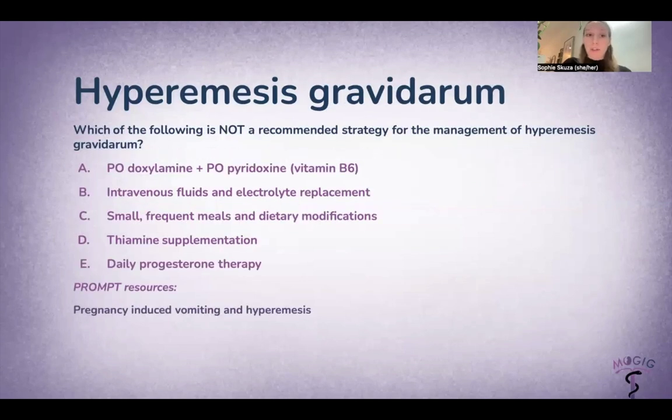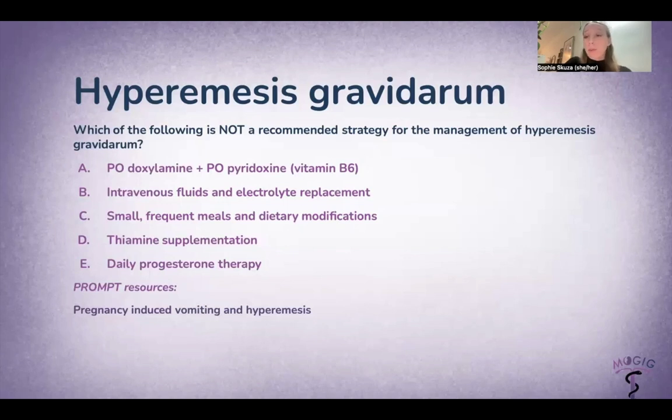Onto our last topic, which is hyperemesis gravidarum. Our question is, which of the following is not a recommended strategy for the management of hyperemesis gravidarum? A, we have oral doxylamine and oral vitamin B6, otherwise known as pyridoxine. B, intravenous fluids and electrolyte replacement.